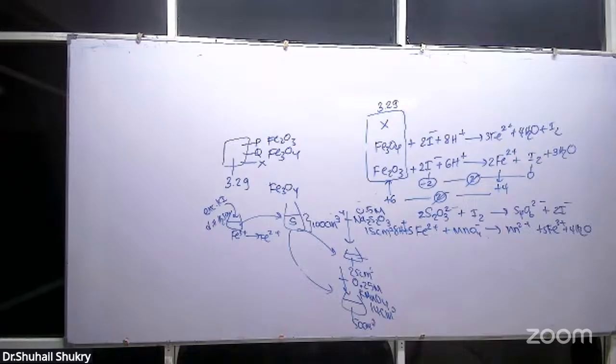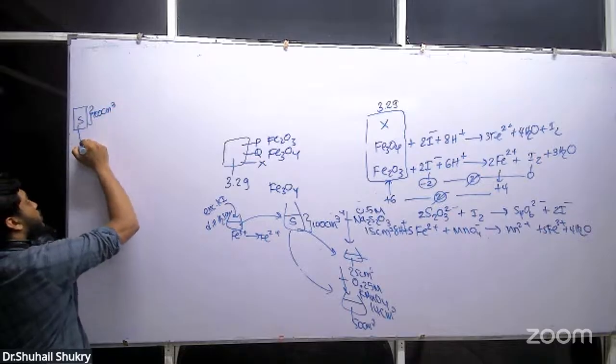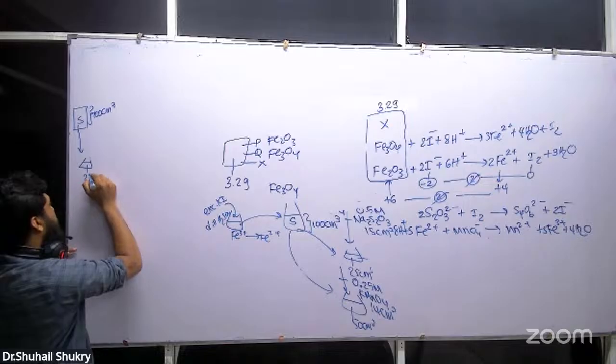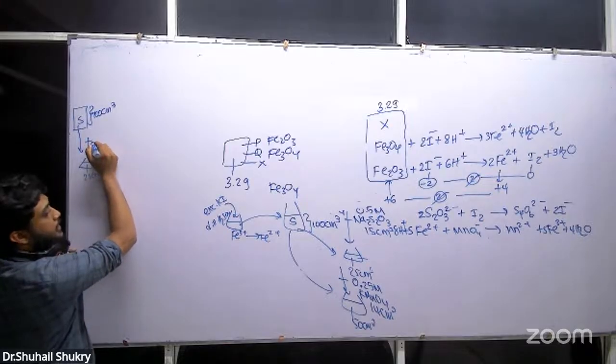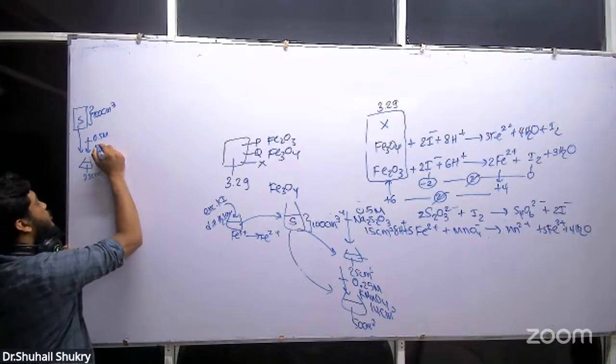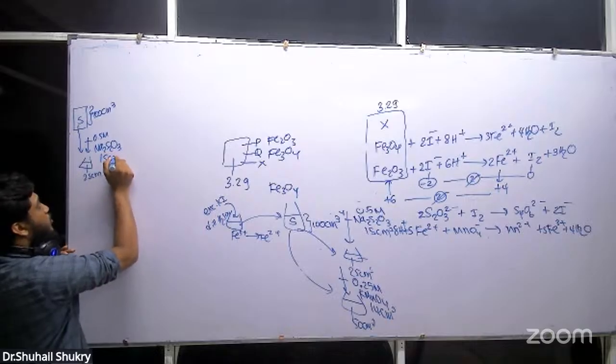There is something called S. Here we got 100 centimeter cube. From this, we got a 25 centimeter cube sample. This I titrated with 0.5 M sodium thiosulfate. 15 centimeter cube was consumed.